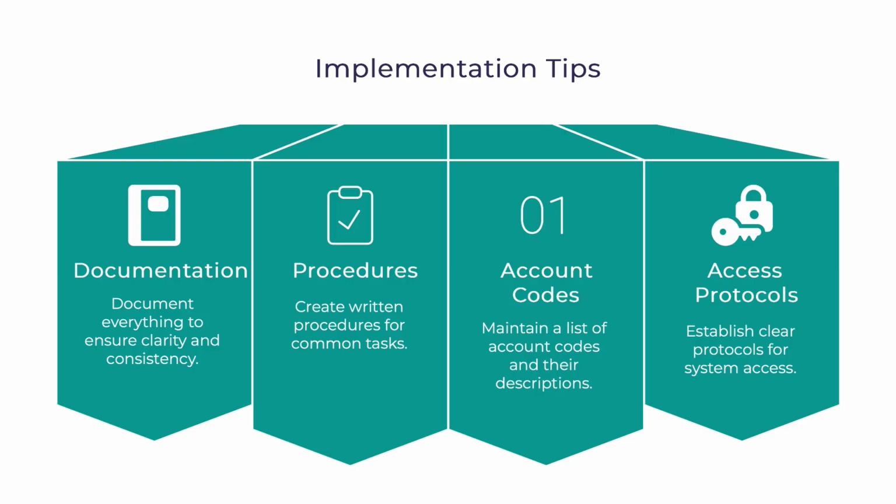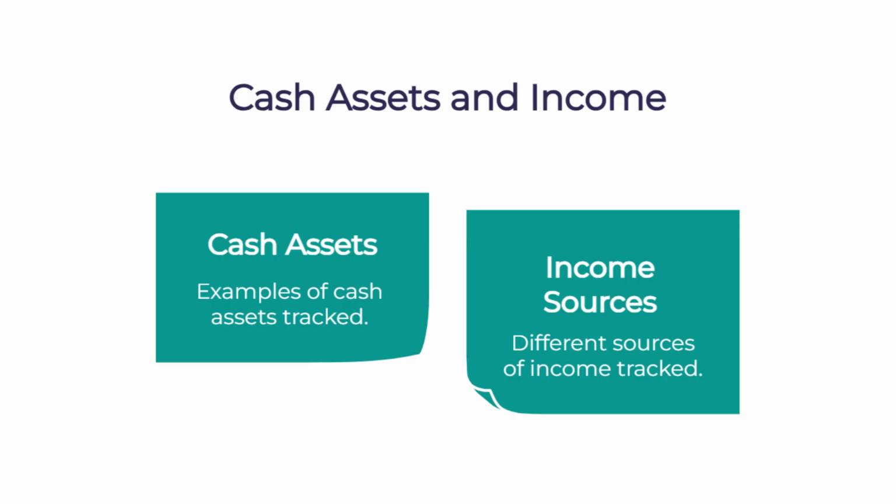Document everything, create written procedures for common tasks, maintain a list of account codes and their descriptions, and establish clear protocols for who can access different parts of the system. This becomes invaluable as you train new people or handle staff transitions. Oh, that's helpful. So, what would some specific examples look like? Let's say you're tracking cash assets. Your checking account might be 1100, savings 1200, and petty cash 1300. For income, regular tithes could be 4100, special offerings 4200, and facility rentals 4300.